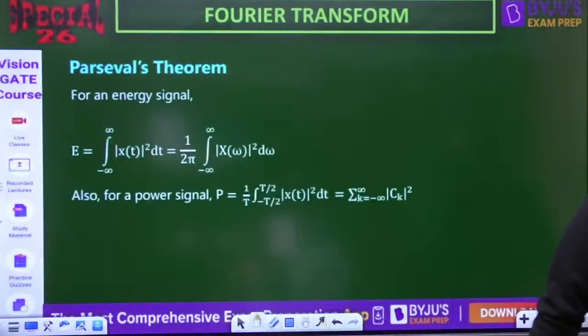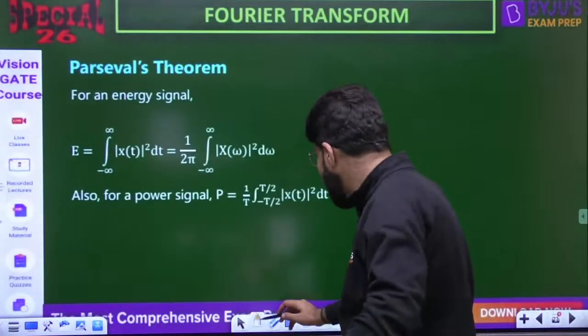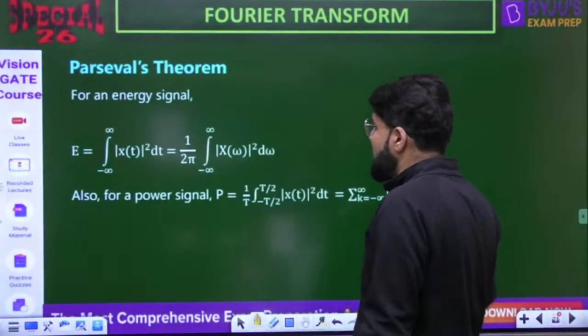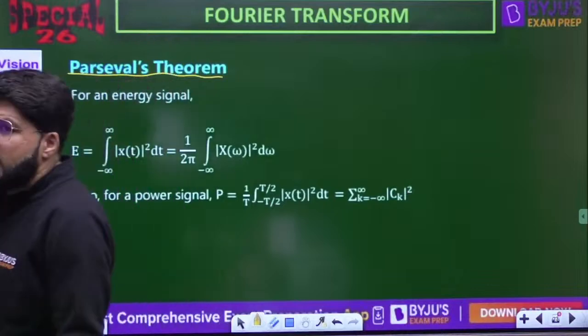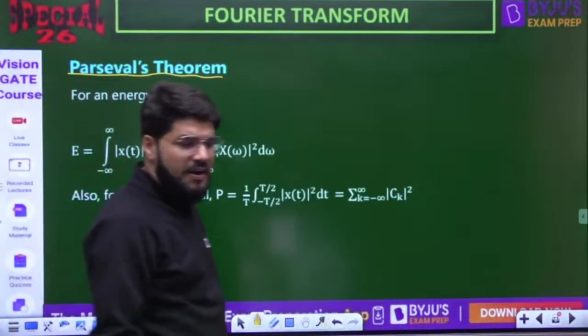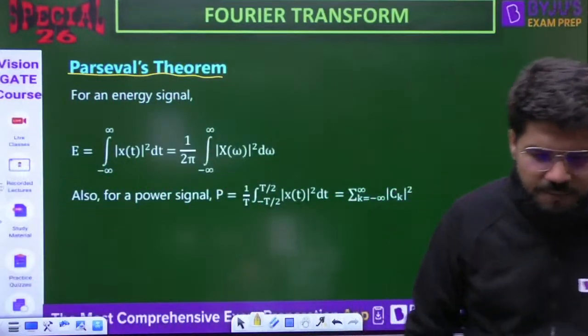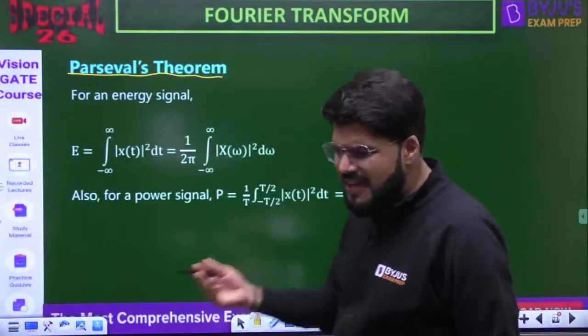The next application question can come from Parseval's theorem. We will do everything, but the idea is, as I told you in the beginning, to revise the important terms. Now, Parseval's theorem is definitely one good question producing area. Good means not difficult, but questions do come from here.